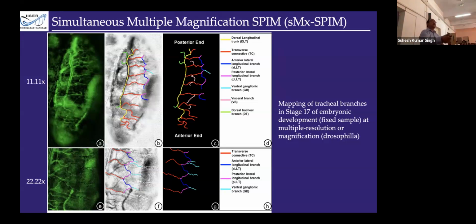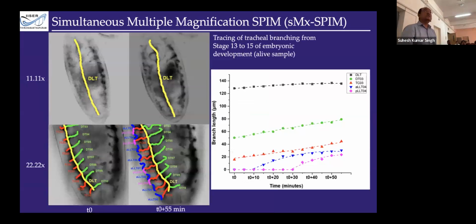Then we are tracking all these things with image processing. The sample we are using is at the 17th stage of development. This is for the fixed sample. It is fixed in the agar. It is not alive. So then this is for the live images.